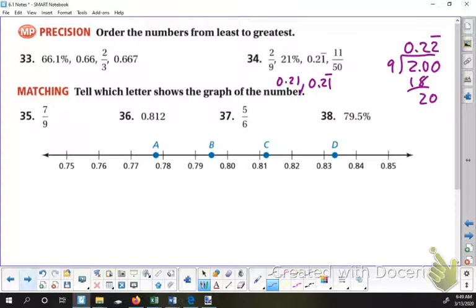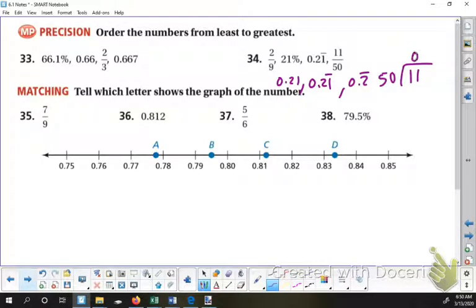So that 2, 2 is going to be greater than 2, 1. So 0.2 repeating, because that's 2, 2, 2, 2, 2, 2, 2. All right? Now, I've got to do 11 divided by 50. 11 divided by 50. 50 doesn't go into 11.